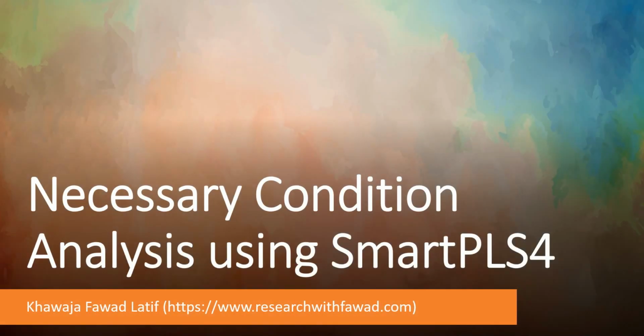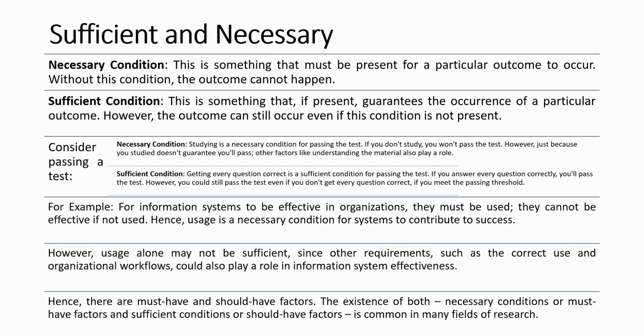Necessary condition analysis using SmartPLS4. So what is a necessary condition and what is a sufficient condition? Now, a necessary condition is something that must be present for a particular outcome to occur. If you want to achieve an outcome, there are certain factors that must be there. Otherwise, you cannot achieve that particular outcome. Those factors, those conditions, are called necessary conditions.